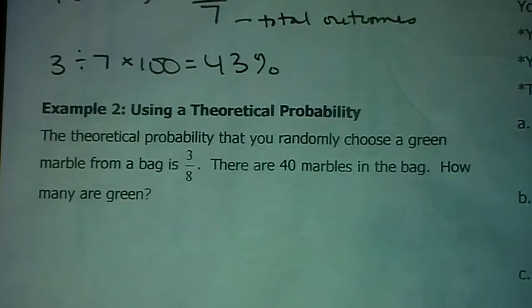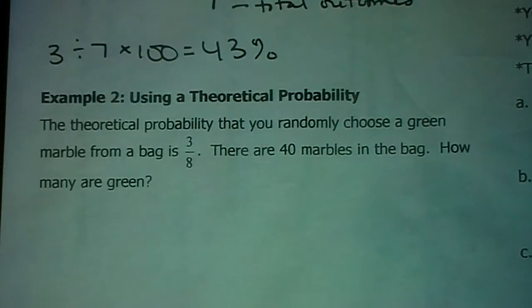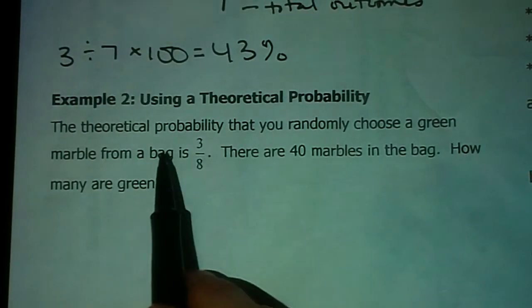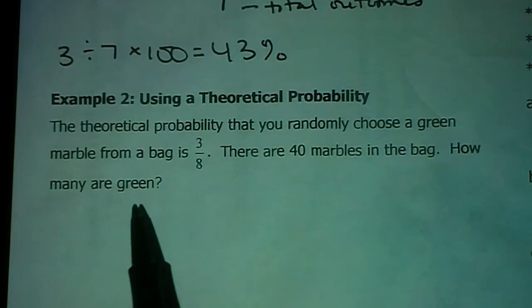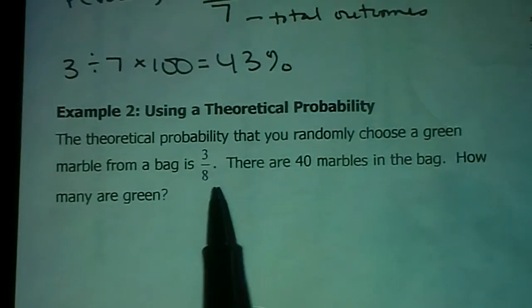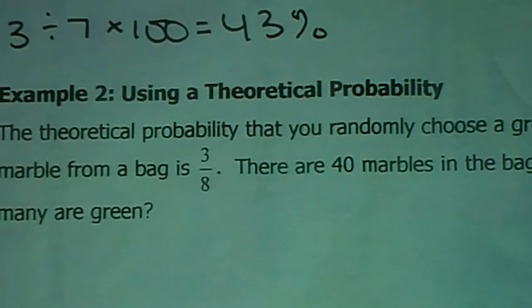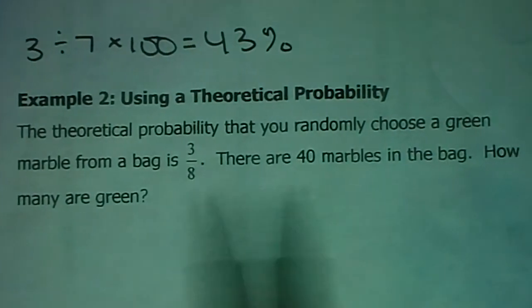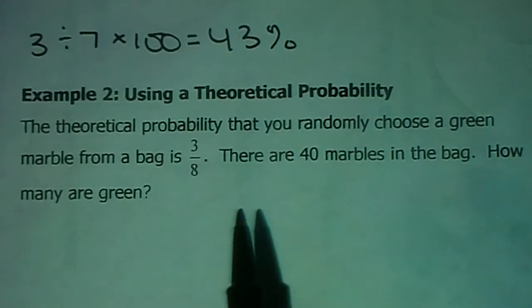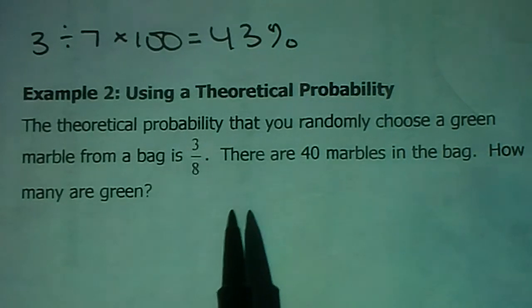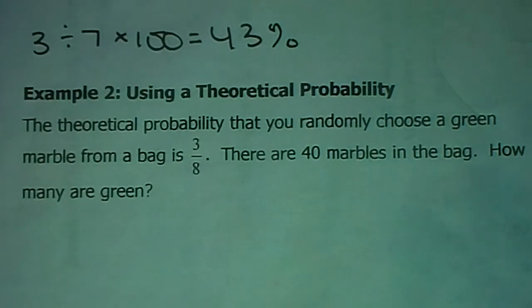All right, using a theoretical probability. So now you know how to find one, now we need to know how to use it. The theoretical probability that you randomly choose a green marble from a bag is 3/8. There are 40 marbles in the bag. How many are green? So there's a comparison here. Maybe some of you are thinking, this kind of sounds familiar. You're actually going to set up a proportion.